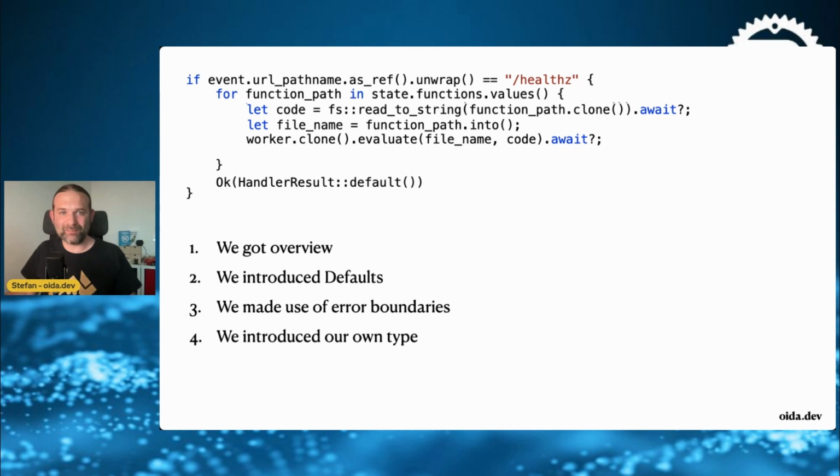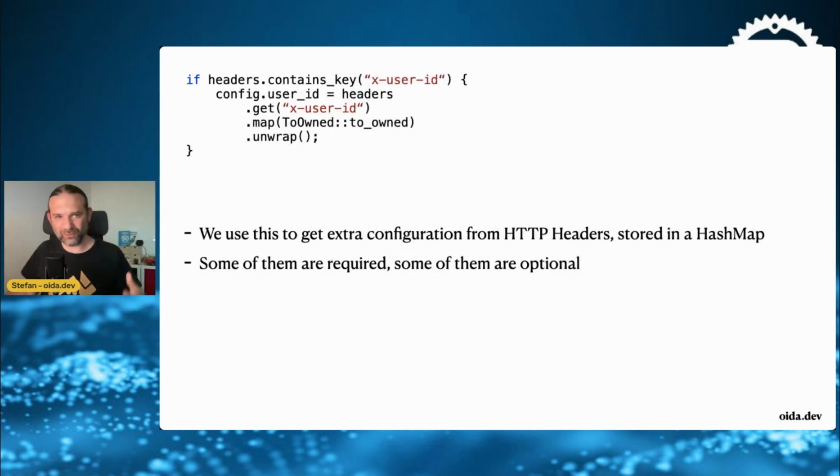Okay, to the next example. This is something that comes up in the configuration section a lot. We look at a headers HashMap and check if there's some particular key in there. And if it's there, we get it, we map it to something that we can own, and then we unwrap it. Some of those keys are optional, and other keys are required. And there's also a lot of domain knowledge necessary to understand what's going on there.